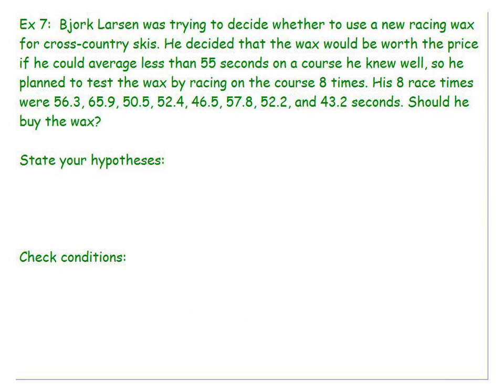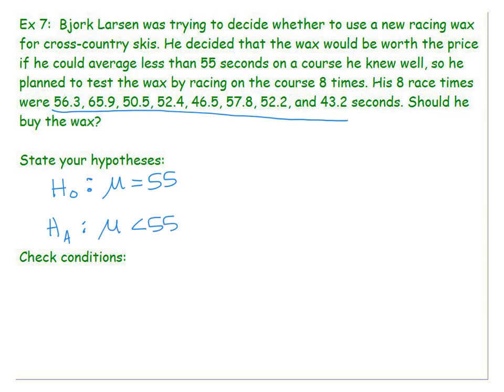Bjork Larson was trying to decide whether to use a new racing wax for cross-country skis. He decided that the wax would be worth the price if he could average less than 55 seconds on a course he knew well. So he planned to test the wax by racing on the course 8 times. His 8 race times were, and they are listed there, I'm not going to read them to you. Should he buy the wax? So, what's our hypotheses? Our null hypothesis is that his average speed was 55 seconds, because that's what he wants 55 to be the most. The alternative would be that his average is less than 55 seconds, because he really wants to be less than 55.